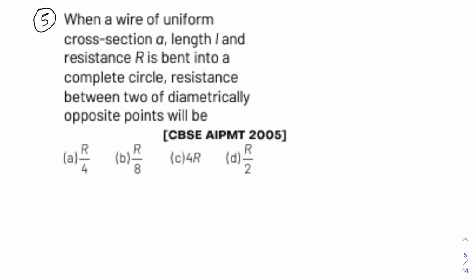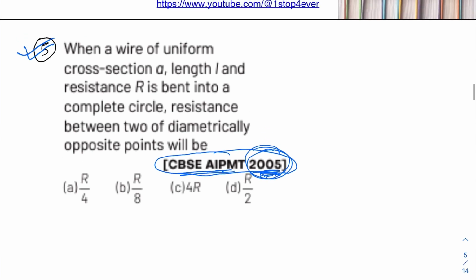Now the next question is this one. It is also AIPMT, meaning NEET only, since previously NEET was known as AIPMT. It is a question of NEET 2005, previous year. Now we will solve this question number 5.